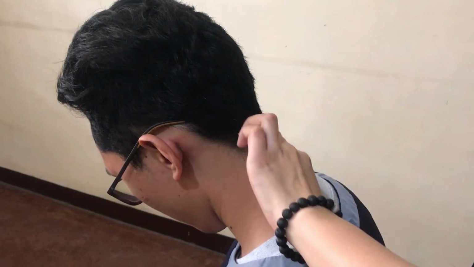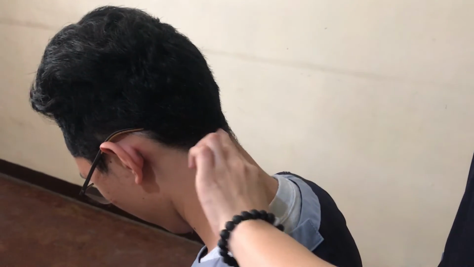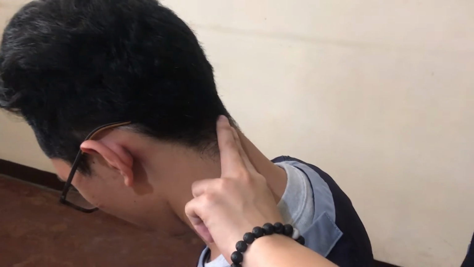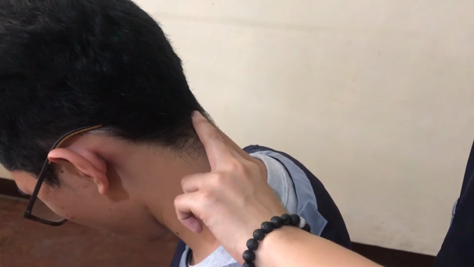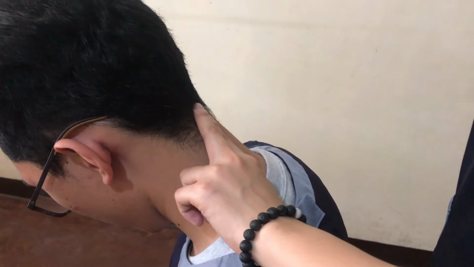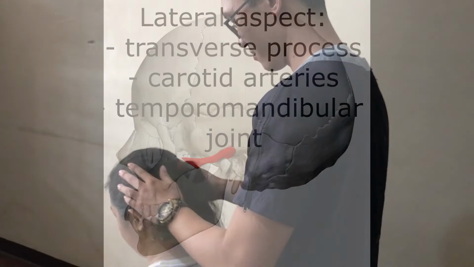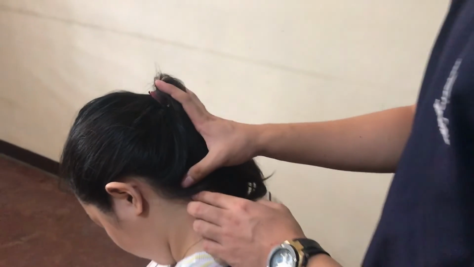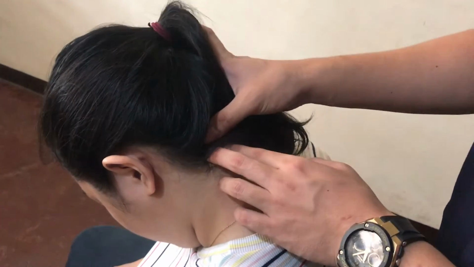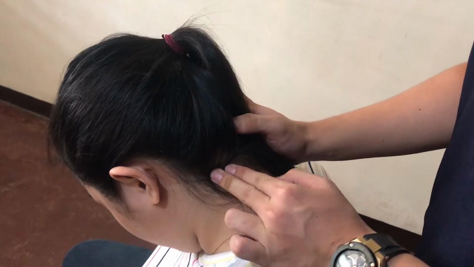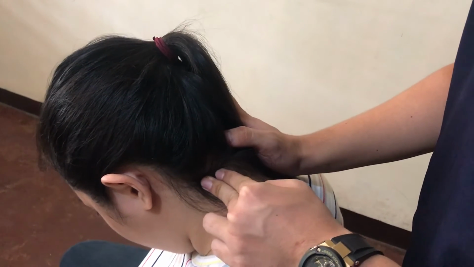The spinous process and facet joints of the cervical vertebrae. The spinous process of C2, C6, and C7 are the most obvious. They can be palpated at the midline just below the occiput. For the lateral aspect, first palpate the transverse process of the cervical vertebrae. They can be palpated just lateral to the spinous process of the spine.